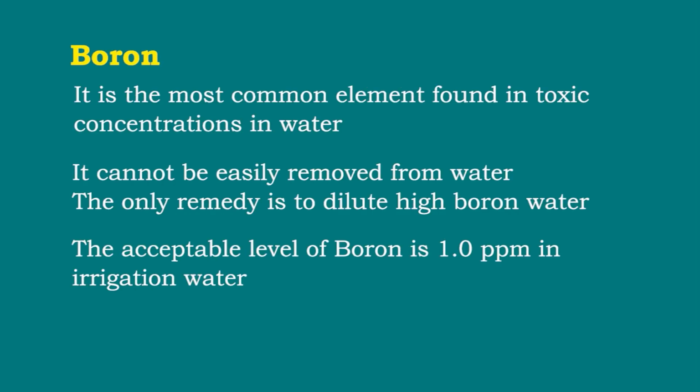Boron is the most common element found in toxic concentrations in water. It cannot be easily removed from water. The only remedy is to dilute high boron water. Viewers, the acceptable level of boron is 1 part per million in irrigation water.